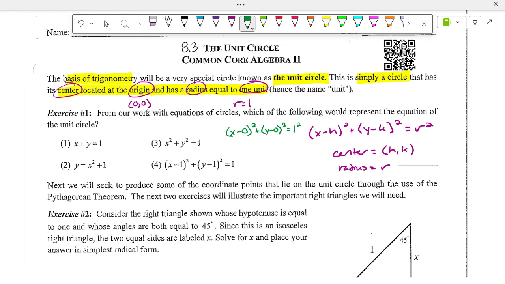What's x minus 0? x, so that's x squared, plus what's y minus 0? y, so that's y squared. What's 1 squared? 1. So x squared plus y squared equals 1 is the equation of the unit circle. That's review from Unit 6. Remember, we did a whole unit on circle equations.